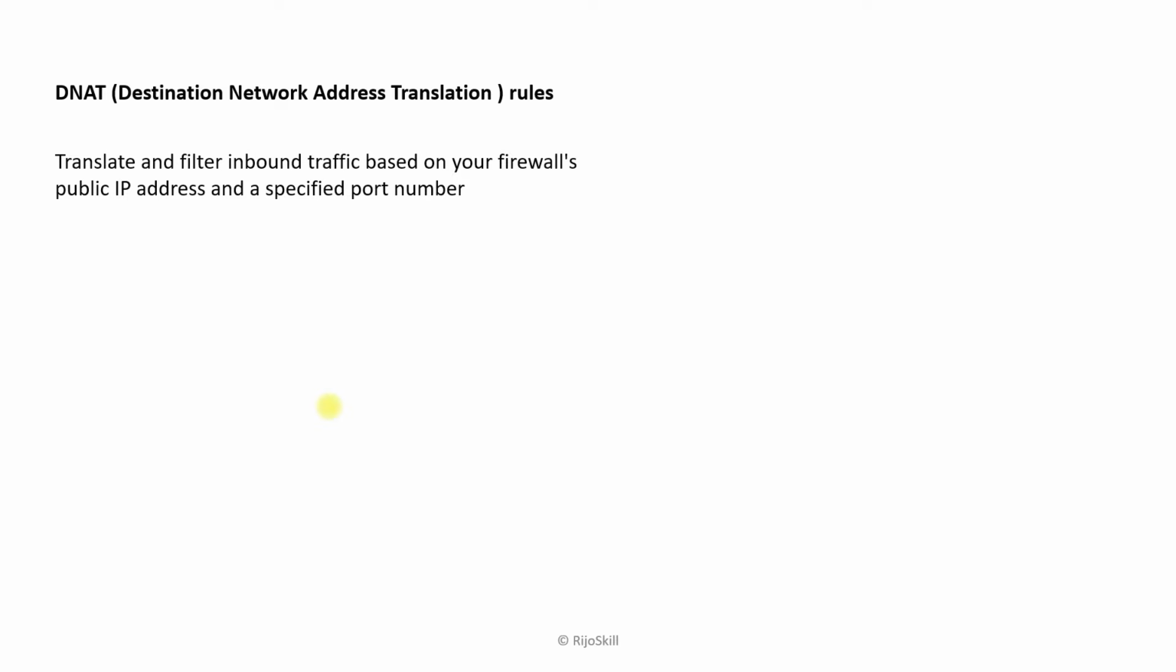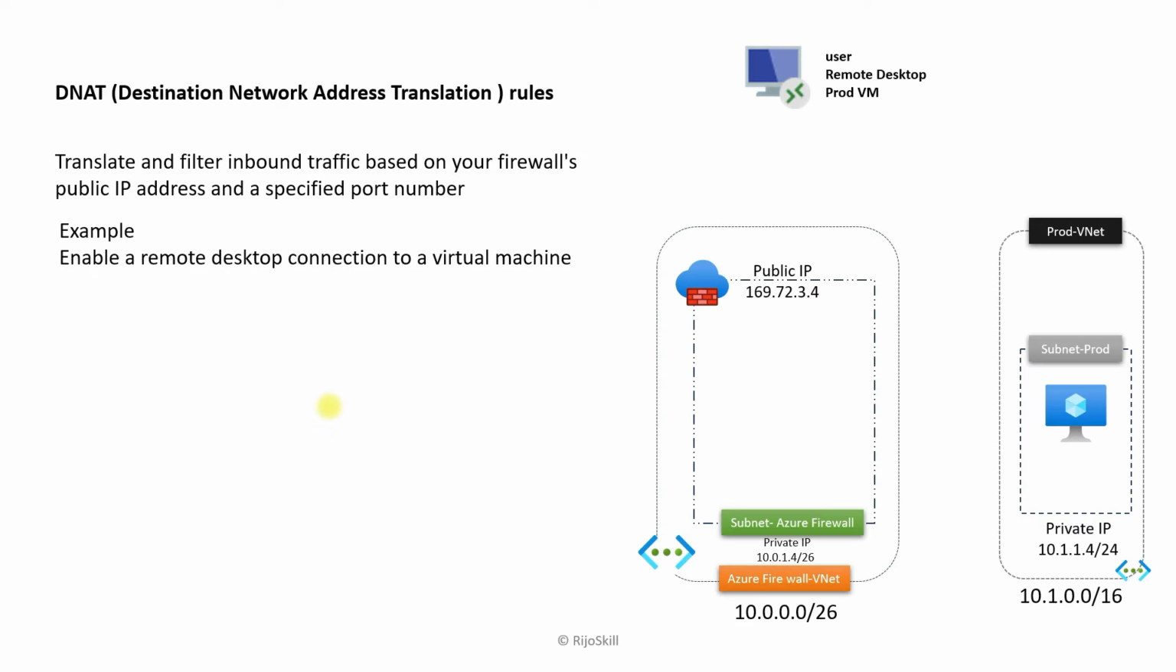It translates and filters the inbound traffic based on your firewall public IP address and specified port number. I will show you one example: enabling a remote desktop connection to the virtual machine. So this is your basic architecture. This is the production VNet and this is your production web server. The user needs to access the production VM remotely. How can we give the access?